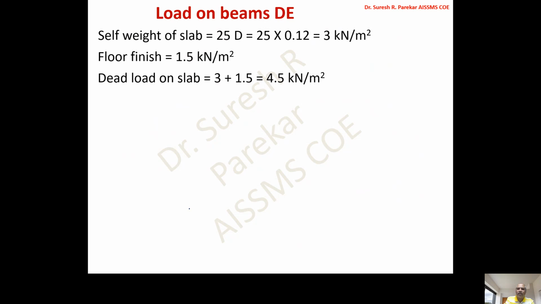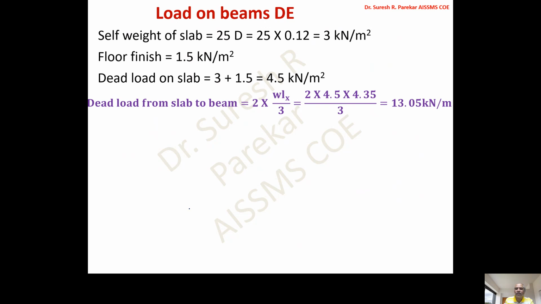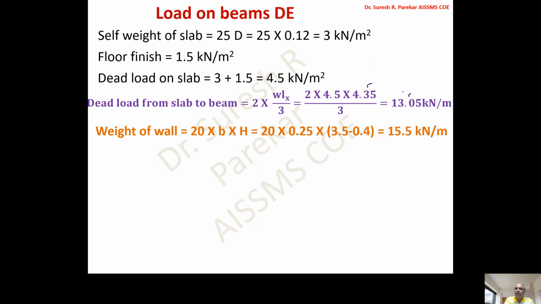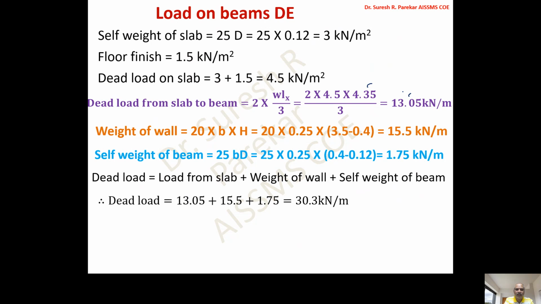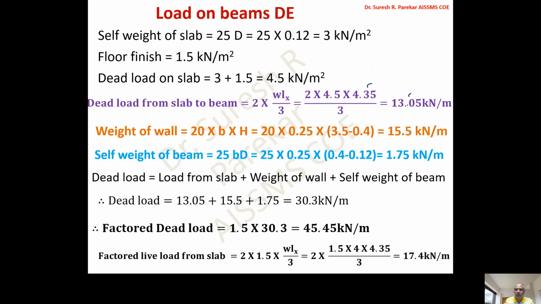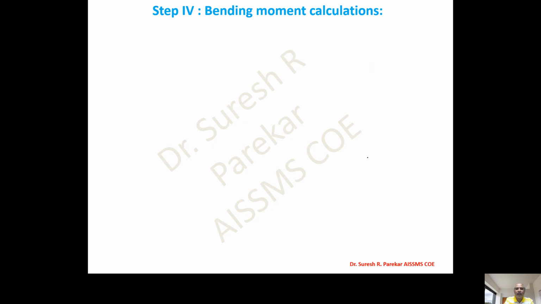Now here we have this value again, same. Then the change we have in LX, which is 4.35, and from this 4.35 we will get 13.05 kilonewton per meter. Then these two values as they are, so we will get dead load 30.3 and factored dead load 45.45, and factored live load we have 17.4 kilonewton per meter. And now we will go with bending moment.